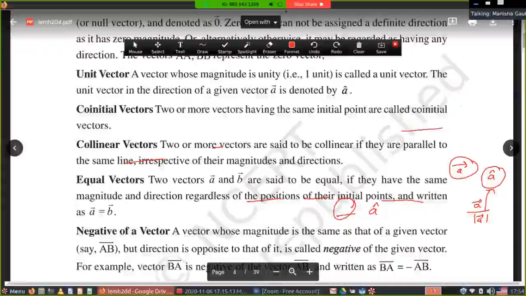Equal vectors: two vectors A and B are said to be equal vectors if they have the same magnitude and direction, regardless of the position of their initial point, and it is written as vector A is equal to vector B.